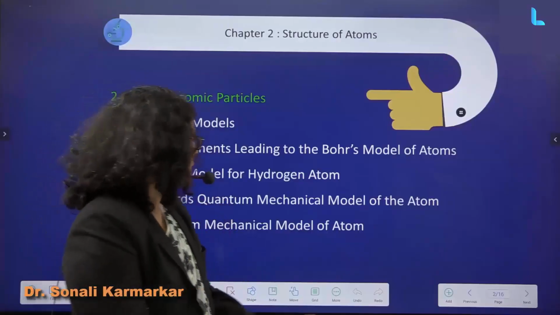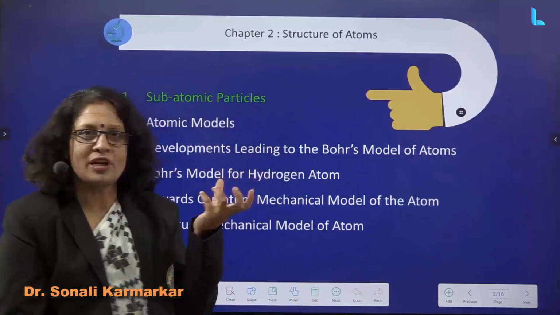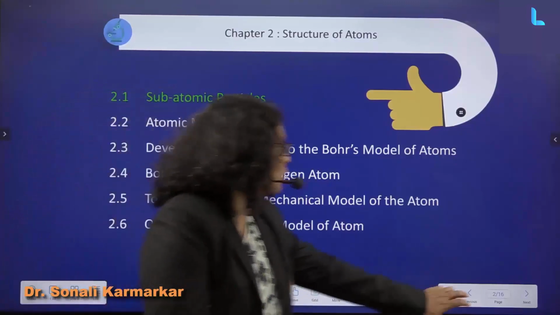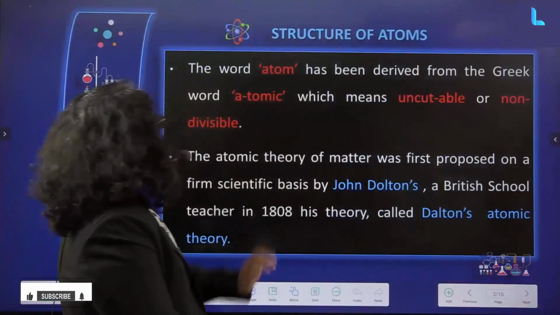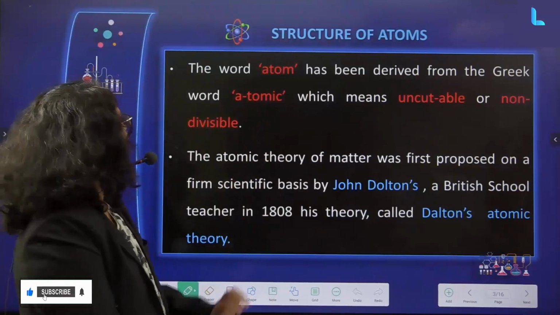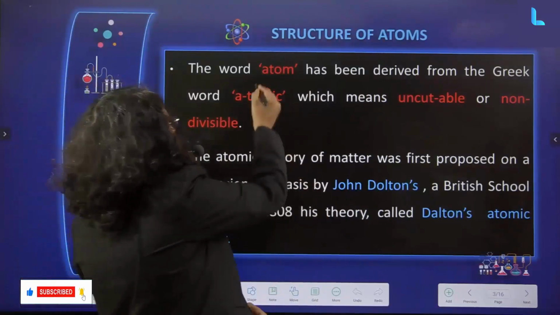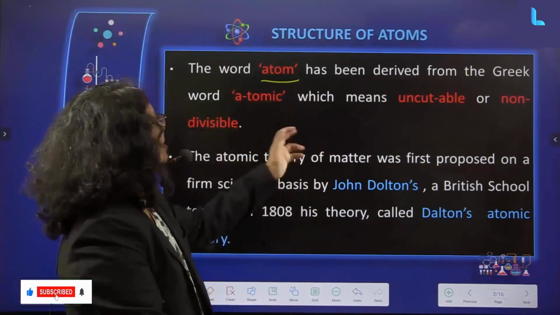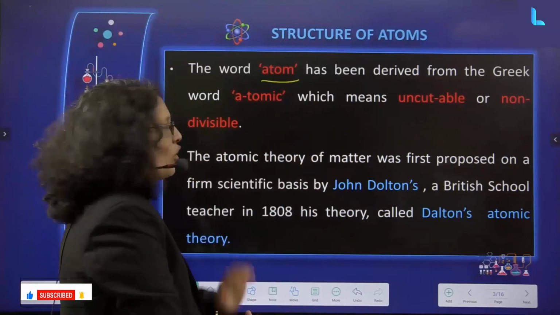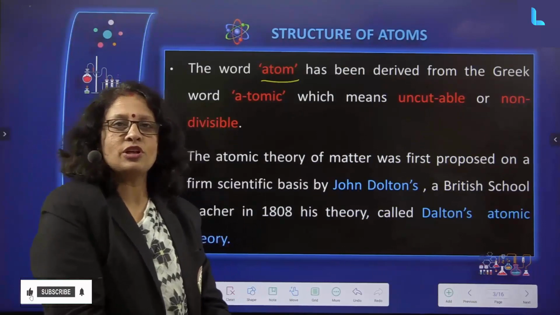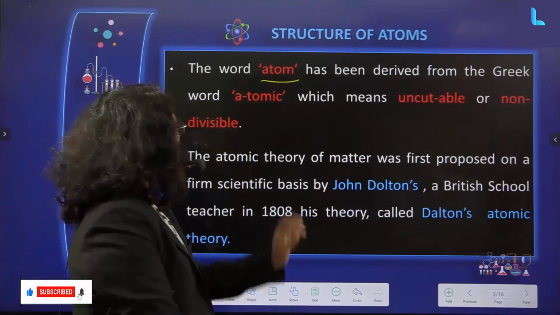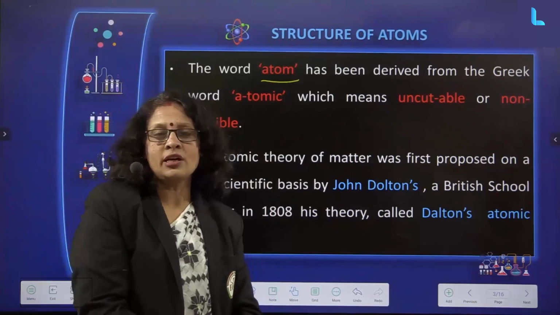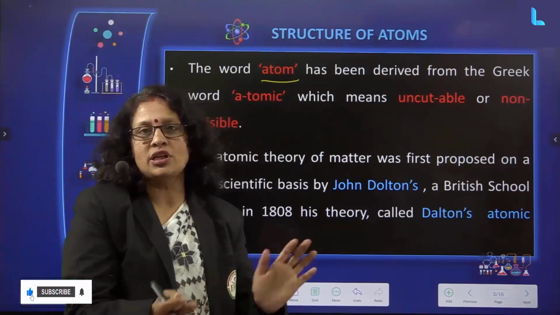Particle. Okay, so atom is considered as the smallest particle of an object. Now just see here the structure of atom we are talking about. The word atom has been derived from the Greek word atomos, which means uncuttable or indivisible. The first theory was given by Dalton. According to him, atom was like a tennis ball, which is indivisible.